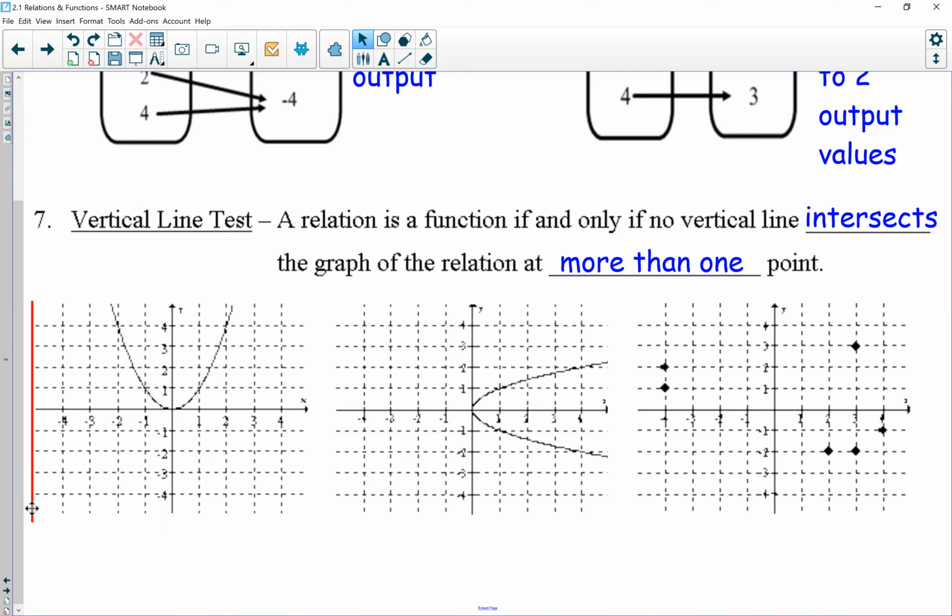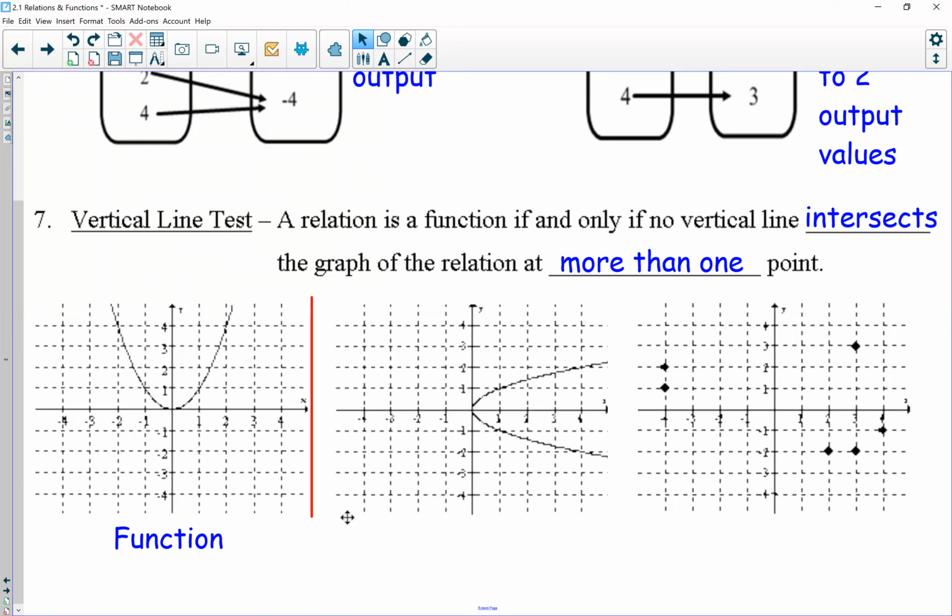So to demonstrate this, I've got a vertical line here, and this first graph on the left, that's a relation because it's graphed. It's one of the ways of representing it. If I take this vertical line and I move it across this graph, at any time, does it touch that graph at more than one point? This does not. So that means it passes the vertical line test, which means this does show a function.